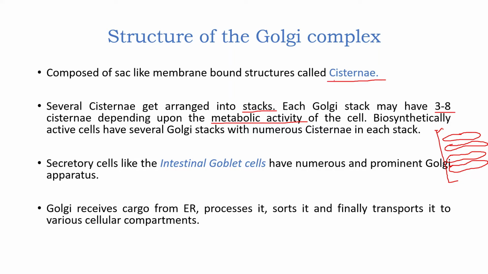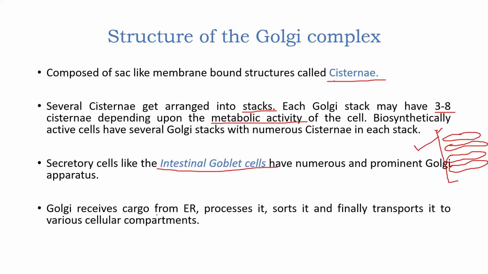Now, cells like the goblet cells of the intestine, which have to secrete a lot of mucus, so secretory cells basically, they have a lot of Golgi stacks. A lot of Golgi stacks, and the number of cisternae per stack in these cells is also very high. So this is what I mean when I say that the number of cisternae and the number of stacks depends upon the metabolic activity of the cell.